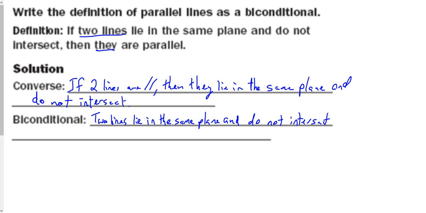If and only if. So biconditional is the biggest word. It has the three words with it. The three words are if and only if, so four words. If and only if they are parallel.